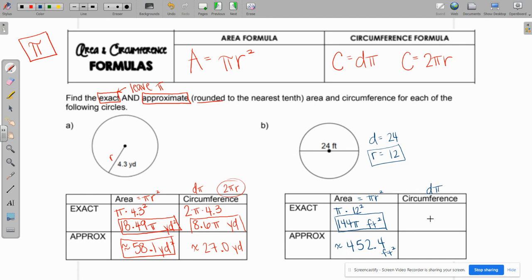And last but not least, our circumference, we can use diameter times pi. So the diameter was 24 feet. So that means 24 pi would be our exact circumference. So if we did 24 times pi in our calculator, that would be approximately 75.4 feet.